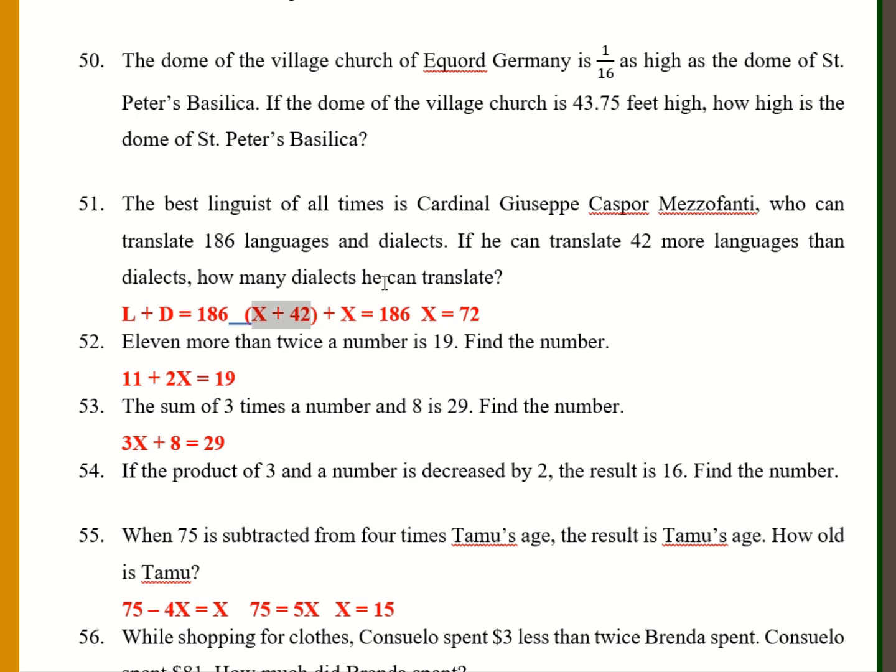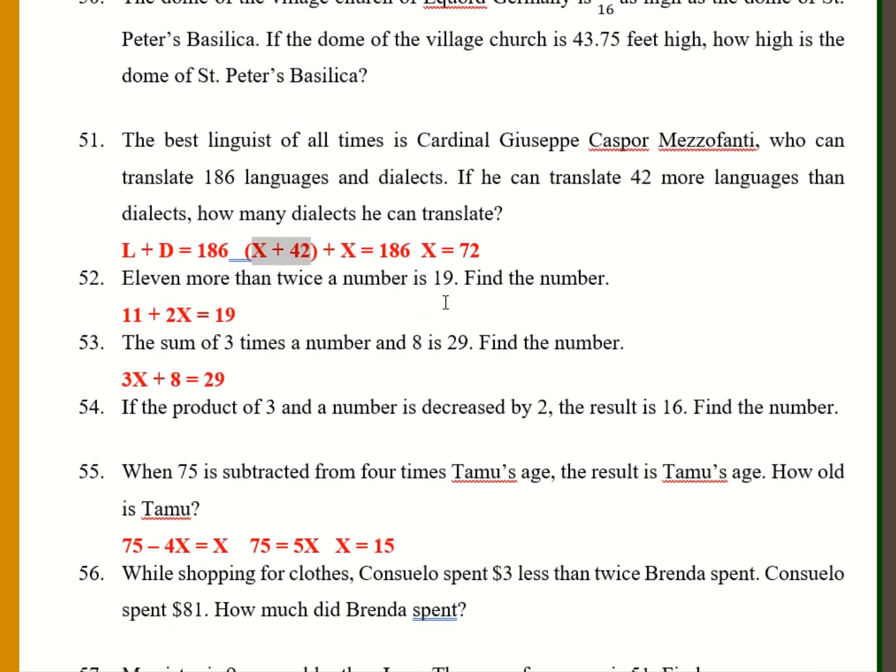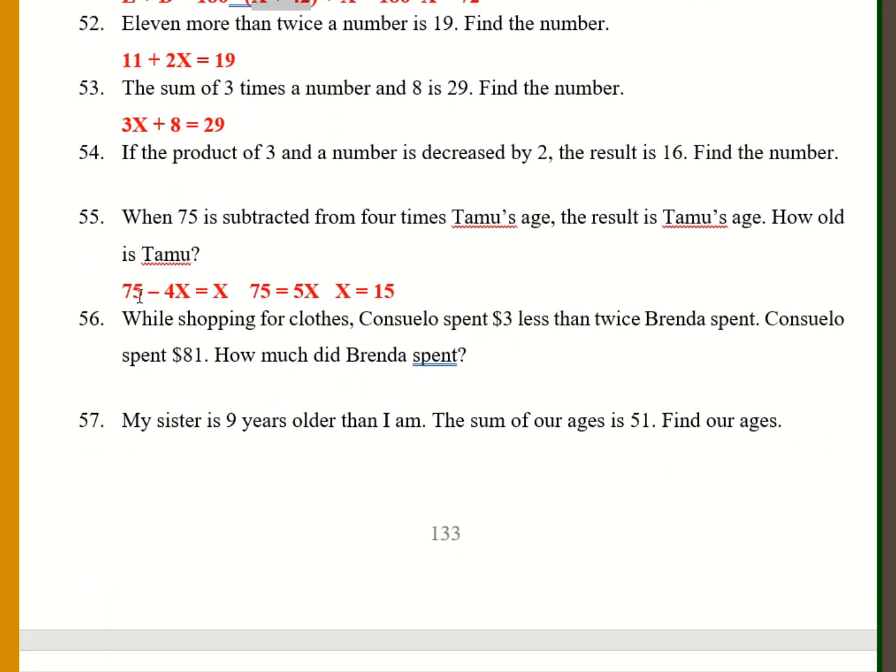How many dialects can he translate? So language is X plus 42, dialect is X. So you're going to solve, you basically want to find X. All right. 11 more than twice a number. I've gone through this with you. All right. When 75 is subtracted from 4 times Tammuz's age, that means 75 minus 4X is Tammuz's age. So find Tammuz's age. She's 15 years old.